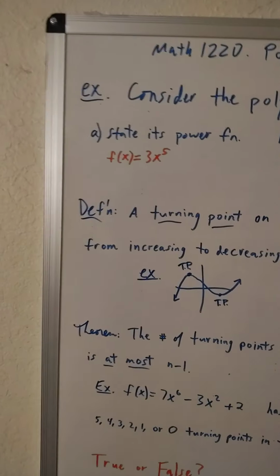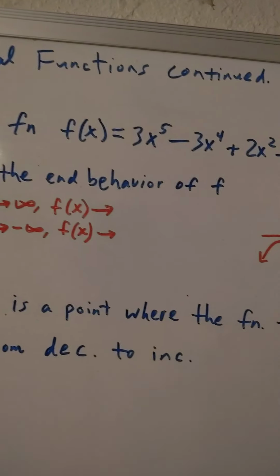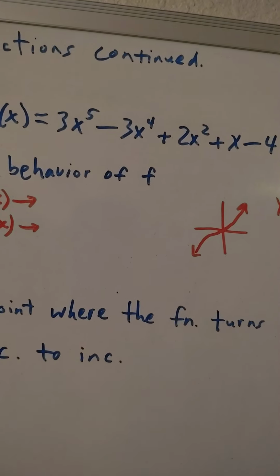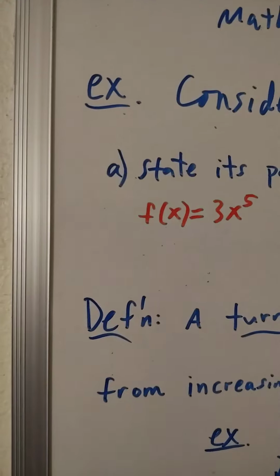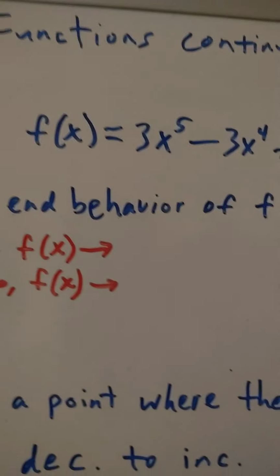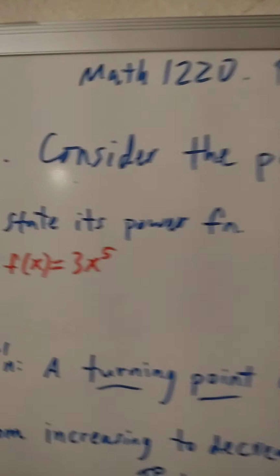So let's start off with this example. Let's consider the polynomial function f of x equals 3x to the fifth minus 3x to the fourth plus 2x squared plus x minus 4. And just two things we want to do here: state its power function and state the end behavior of f. We haven't talked about end behavior yet, so let's do the power function first.